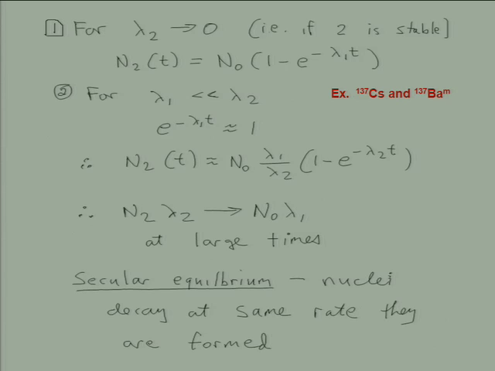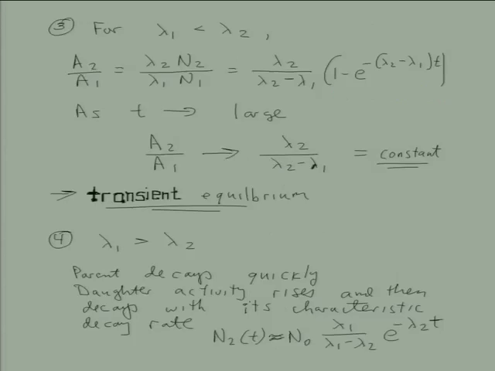In particular, a lot of the natural decay chains will have this feature in it at some point. So that's secular equilibrium. And what it means is the nuclei are decaying at the same rate they're being formed, so their net number doesn't change. It doesn't mean nothing's happening. It just means the same number being produced as are decaying.